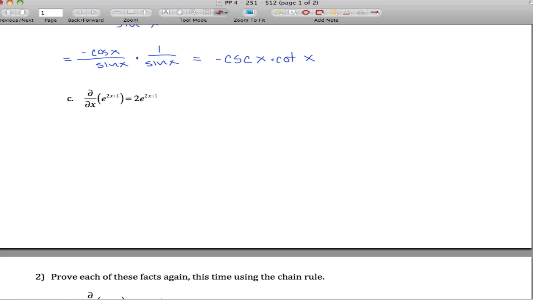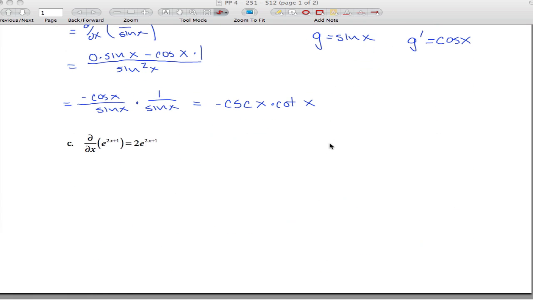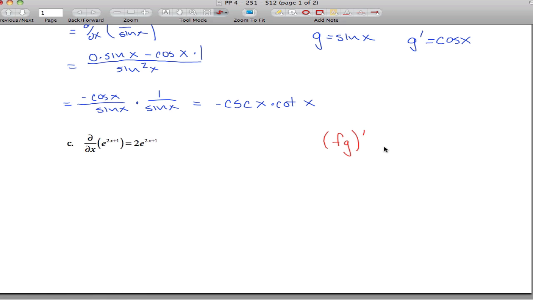Alright, third one. Figure out this derivative, but don't use the chain rule. This is a problem that's kind of tailor-made for the chain rule, but we are only supposed to use the product rule and the quotient rule. Alright. The product rule informally says that if you're trying to take the derivative of a product of functions, you take the derivative of the first one multiplied by the second one, and then add to that the derivative of the second one multiplied by the first one.